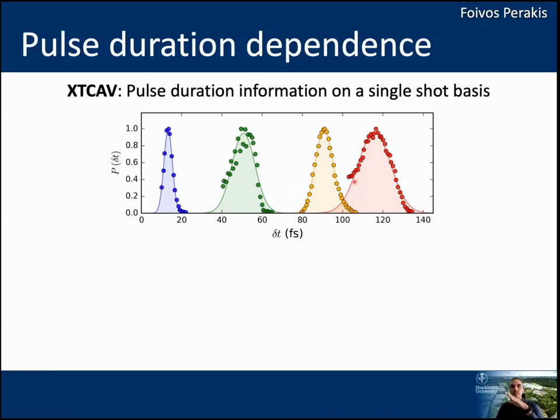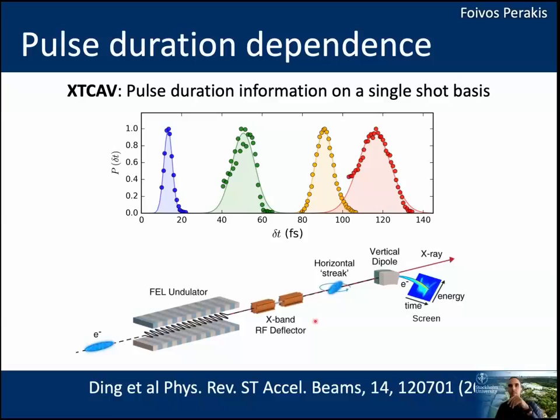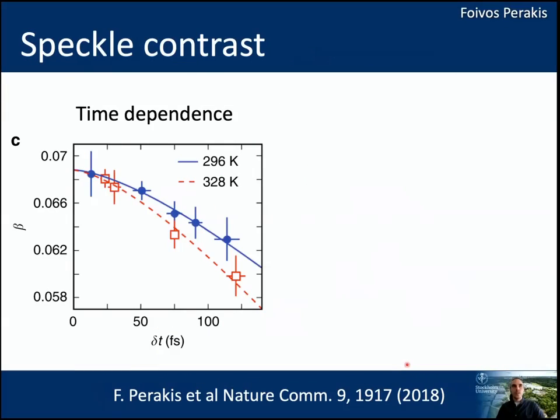Using the XTCAV, we were able to get the pulse duration on a single shot basis. You can read this paper here if you want to know more about how this works. Essentially it works not by reading the photons directly, but by reading the electron pulse duration.